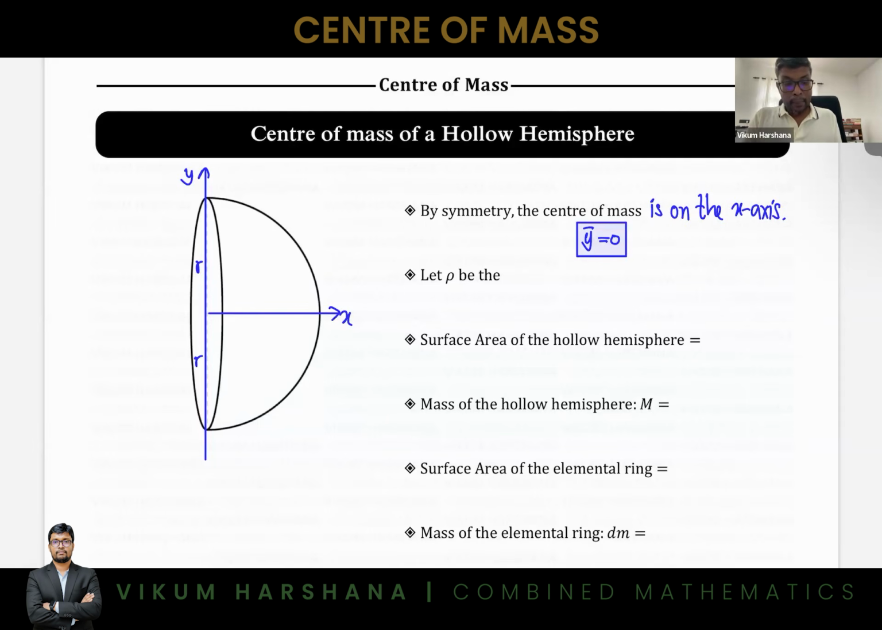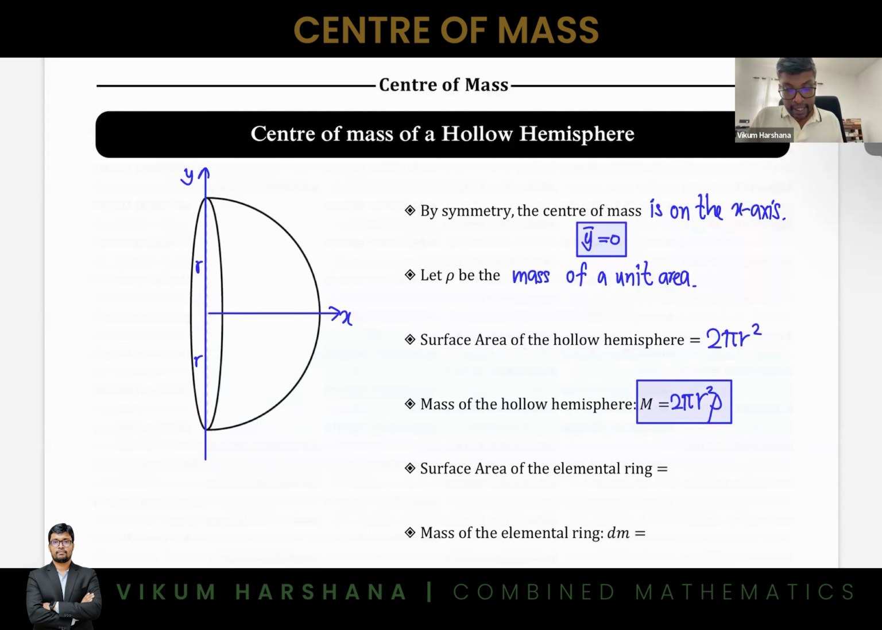Let rho be the mass of a unit area. Why again area? Because it's hollow, right? So we have to stick to area. Now the surface area of a hollow hemisphere. Okay, you know the surface area of a sphere, right? It's 4 pi r squared, grade 7. So half of it is 2 pi r squared. So let's convert that into mass by multiplying by rho, right? So 2 pi r squared rho. So that's our capital M. Those are like 5-second stuff, right?